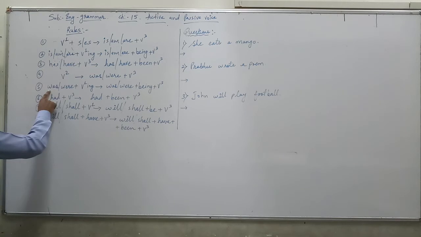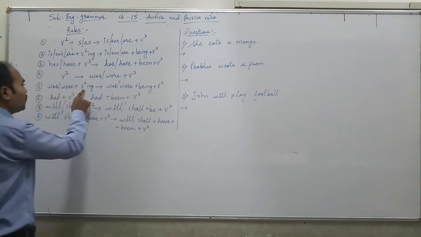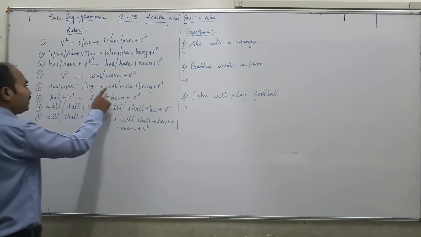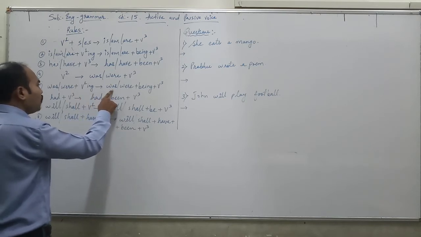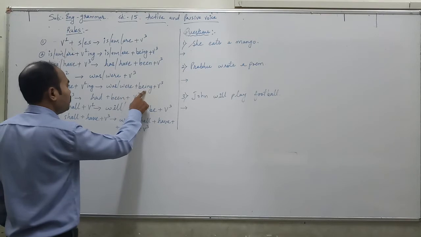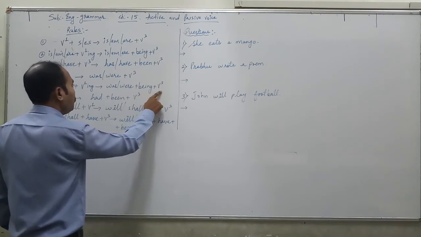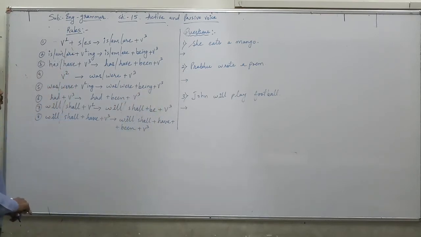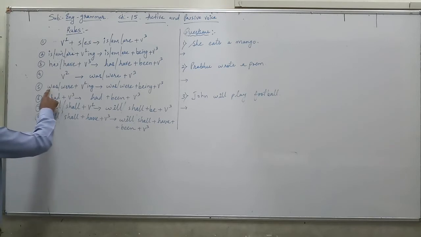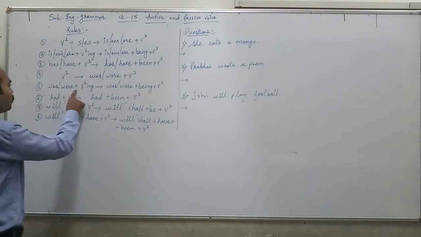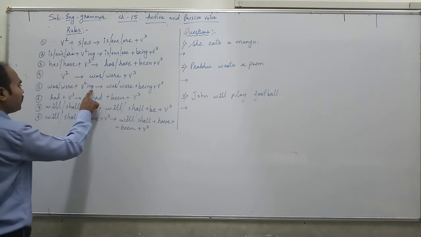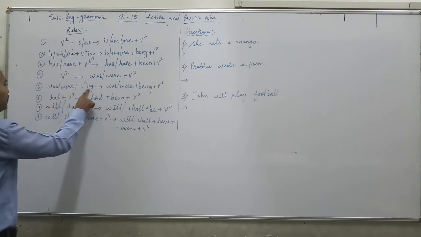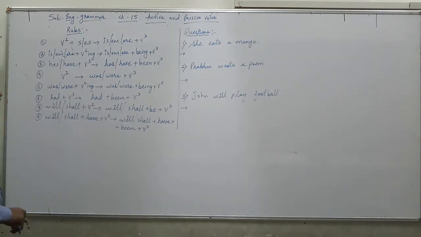Now rule number 5 is having was, were plus V1 ing. It is changed into was, were plus being plus V3 format. Now this rule is in which form? It is in past continuous tense. You can see over here was, were plus V1 ing. This tense is in past continuous tense.